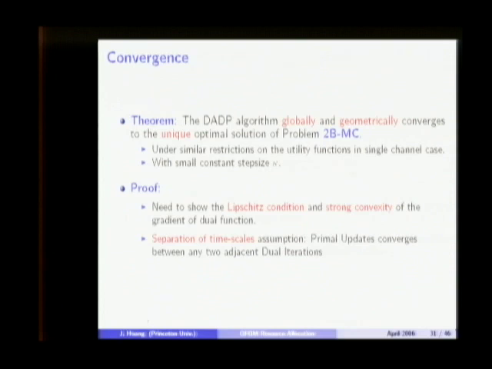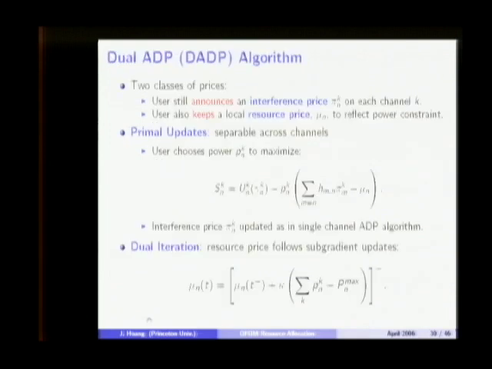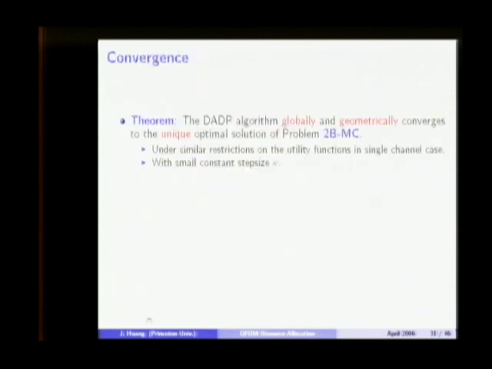So there's a lengthy proof for the theorem. Essentially, to show the geometric convergence, we need to show the strong convexity of the gradient of the dual function. And I also need to show the Lipschitz condition for this constant step size. More importantly, we need a separation of timescale assumption, which means that the primary updates will instantaneously converge between any two dual iterations. However, we show that these primary updates converge really fast, so this might not be a severe limitation.